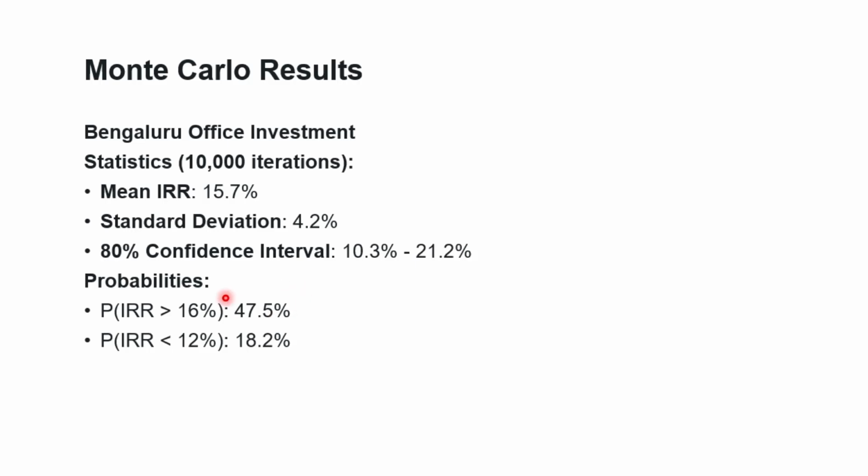The analysis also reveals return volatility. A 4.2 standard deviation means return could easily vary by plus minus 8 to 10 percentage points from the mean. This volatility level helps you understand the uncertainty in your projections.